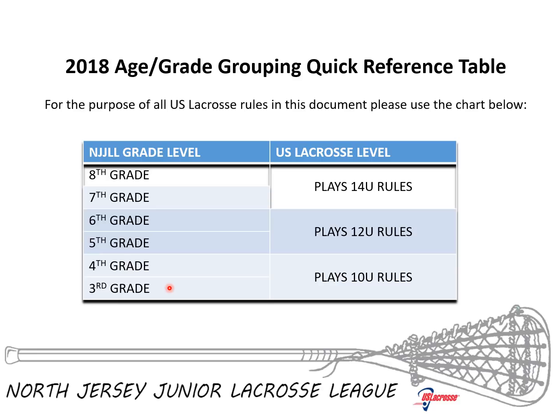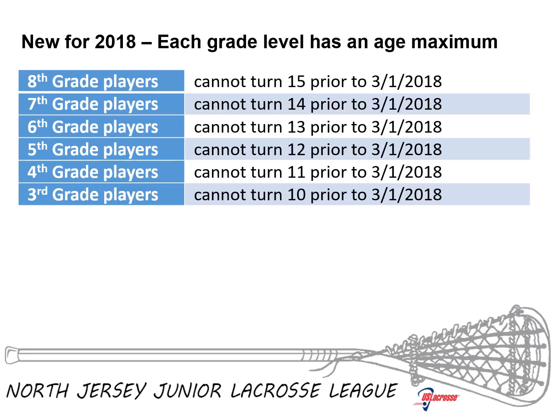So when looking at the Youth Lacrosse Rulebook issued by the U.S. Lacrosse, you need to understand that 7th and 8th grade plays by the U14 rules, 5th and 6th grade play by the U12 rules, and 3rd and 4th grade play by the U10 rules. As for 2017 and 2018, there is an age maximum per grade level.